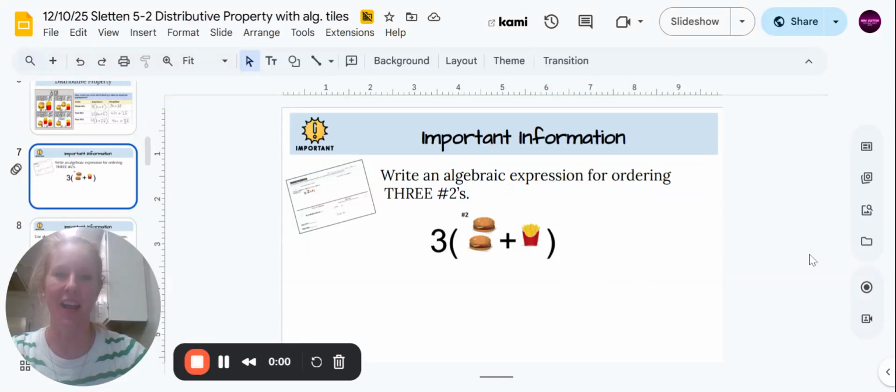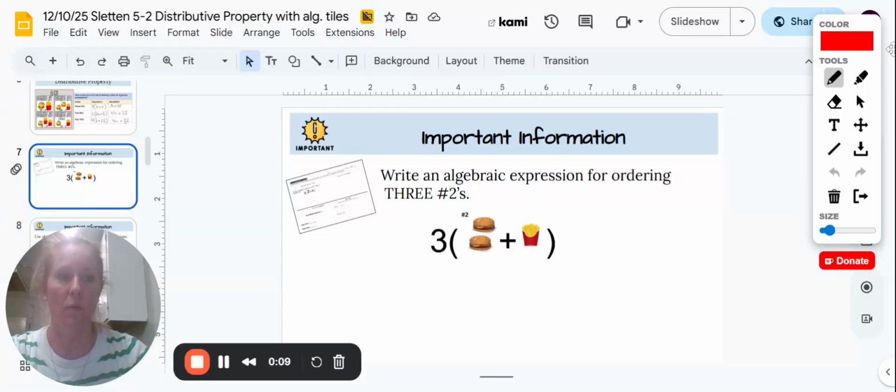This is Sletten here. I am going to help you take notes today on using the distributive property to simplify expressions. So we're going to start with the cheeseburgers and fries.